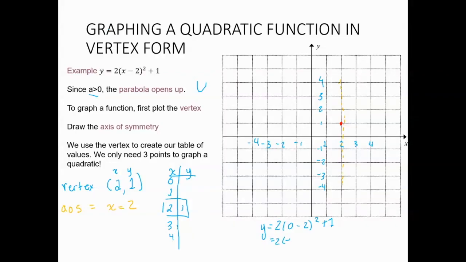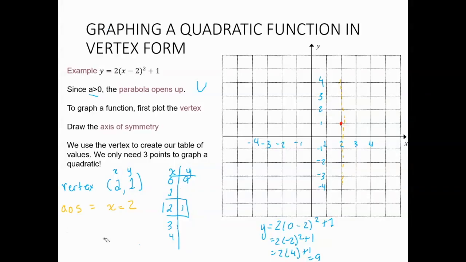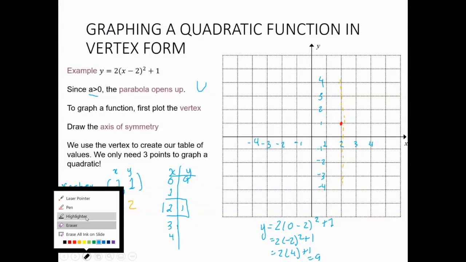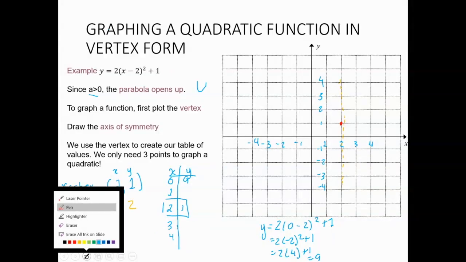Okay, so we have 2 bracket x, so 0 minus 2 squared plus 1. So that gives me 2 times negative 2 squared plus 1. That gives me 2 times 4 plus 1, so we are going to get a 9. So we might actually not be able to graph that one. So that's okay. That's a 9. Don't think my graph is big enough, but that's okay. That happens sometimes.